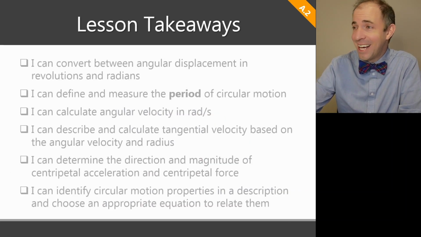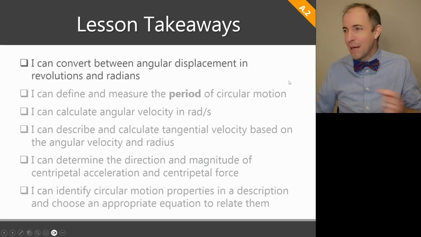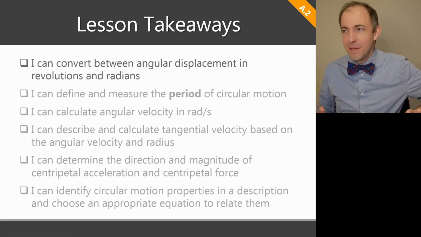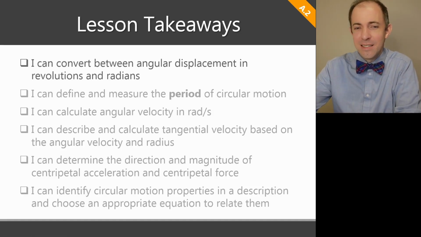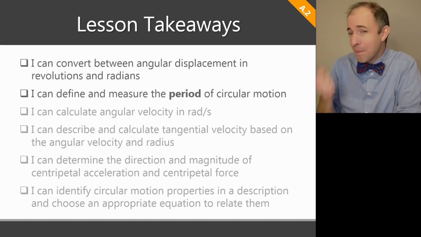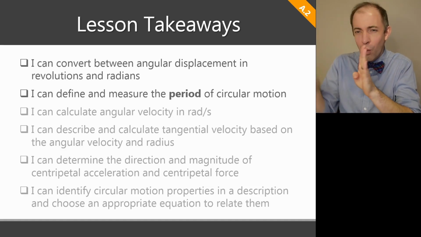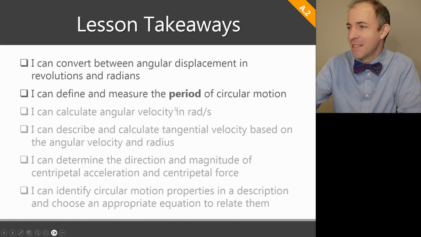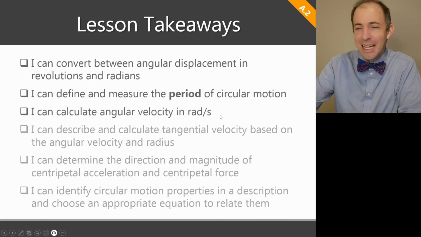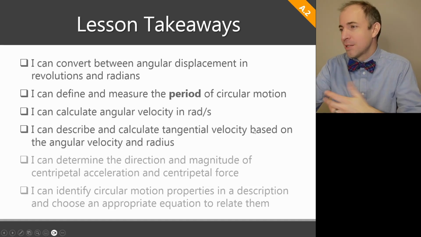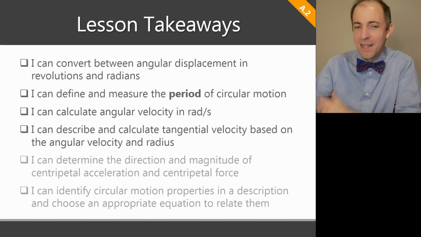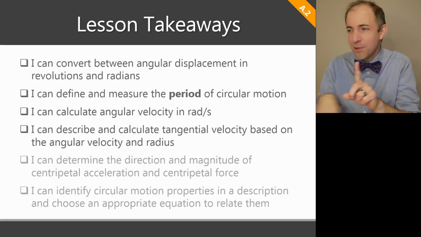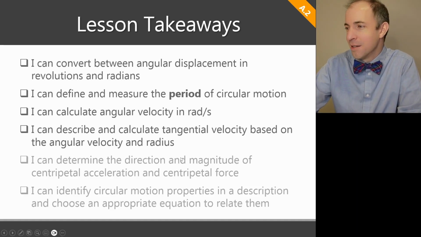All right, there's a lot in this video. You should be able to convert between angular displacement in revolutions and radians. So basically quantifying what a radian is. You should be able to define and measure what the period is of circular motion. Remember, just one time around, how many seconds that is. And then use that to calculate an angular velocity and be able to describe and calculate tangential velocity. So this linear speed based on angular velocity and radius, or just the circumference and your time.